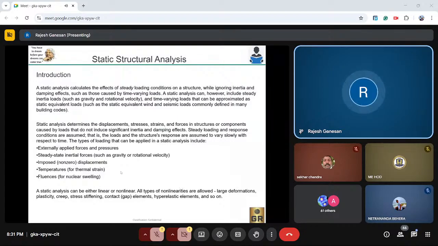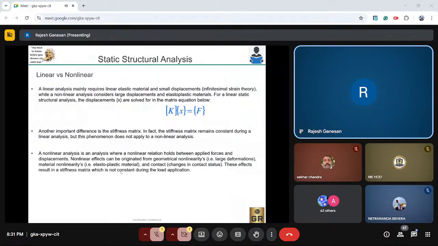A static analysis calculates the effect of steady load conditions on a structure while ignoring inertia and damping effects, such as those caused by time-varying loads. Static analysis determines the displacements, stresses, strains, and forces in the structure. Types of loads include externally applied loads or pressures, steady-state inertial forces, imposed displacements, temperatures, fluences, etc.